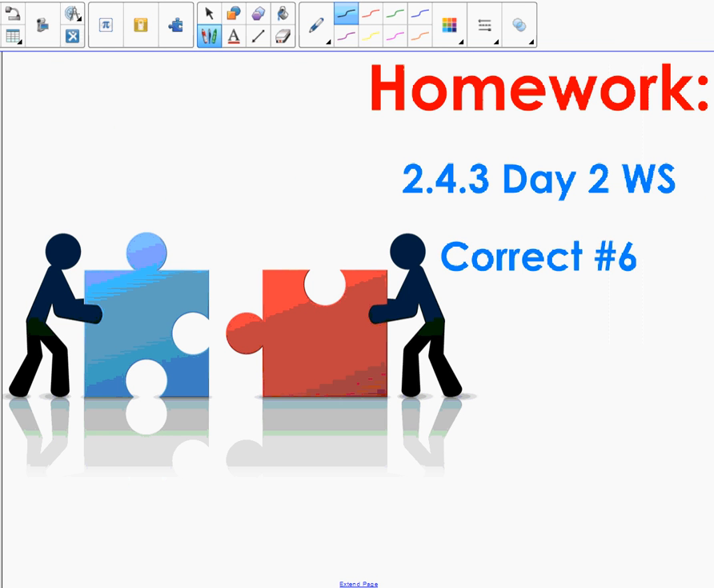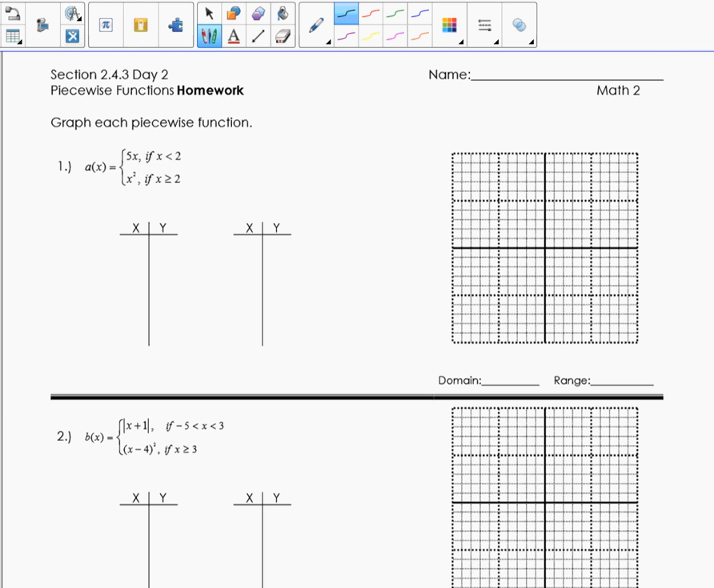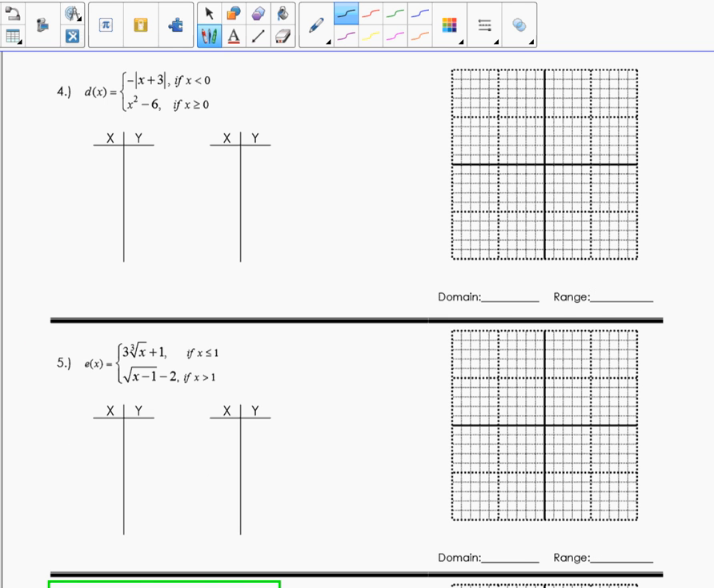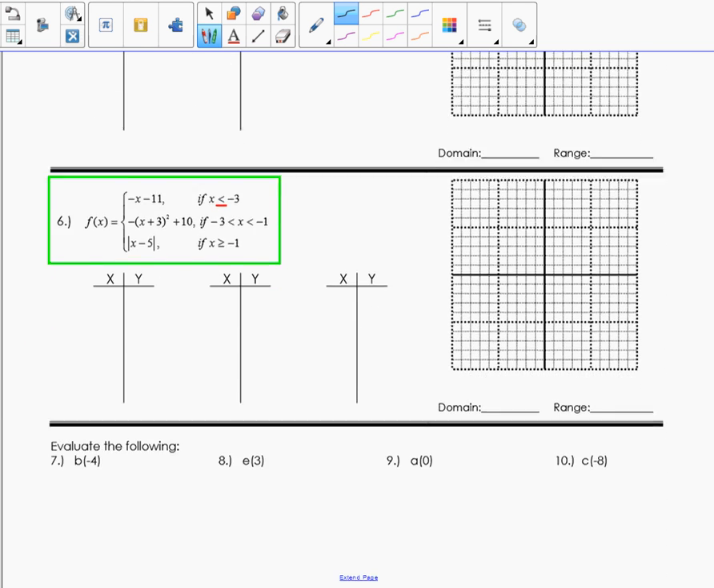Now, there is a typo on number 6. So when you go to get your homework, you can just hit pause on the video so you can still see this on your screen. But on number 6, we just forgot to put the included. Neither of the negative 3's were included. So please make sure on number 6 you add that equals to with x is less than or equal to negative 3. Okay?